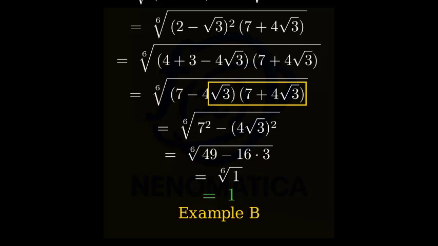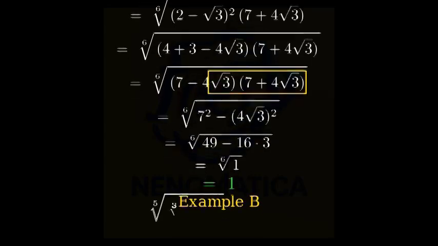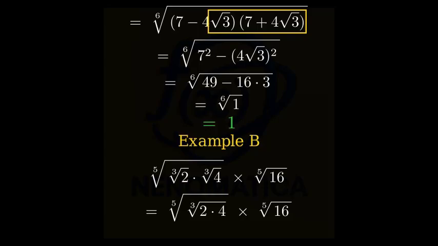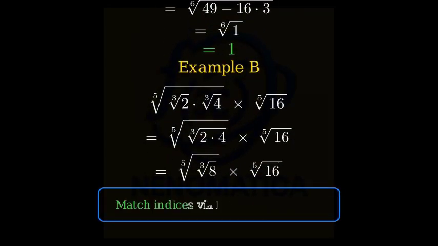We'll first combine the two cube roots, then express both factors with a common index of 15, multiply inside a single 15th root, and finish. Write the expression. Combine the cube roots. Cube root of 2 times cube root of 4 equals cube root of 8. Use the property. Fifth root of a product equals product of fifth roots.